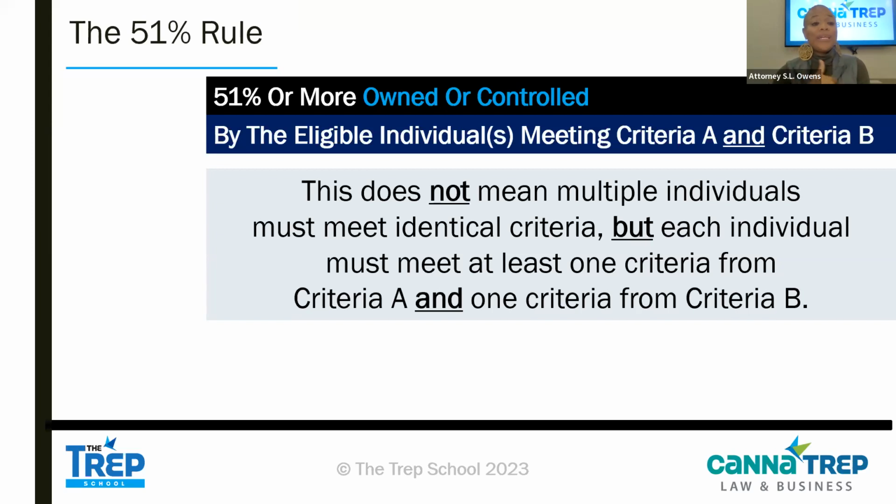Let's say both me and Tricia meet A and B. Then we have some room to play with, because 100% of the company, no matter what the split is, meets A and B.